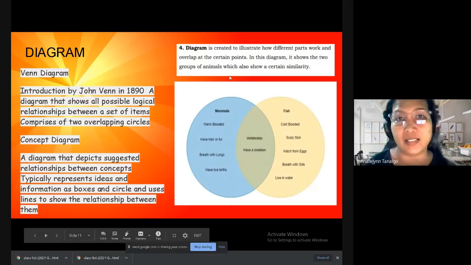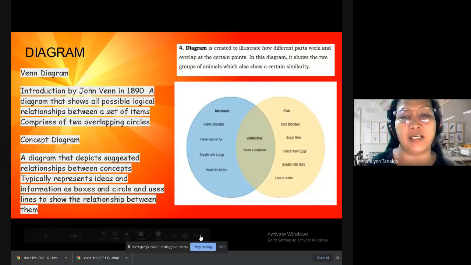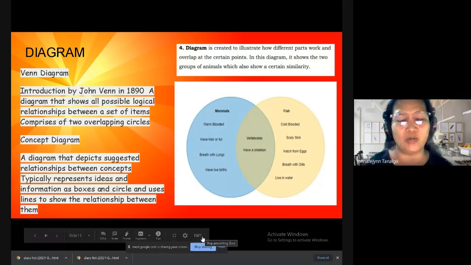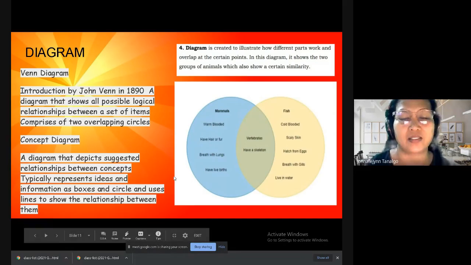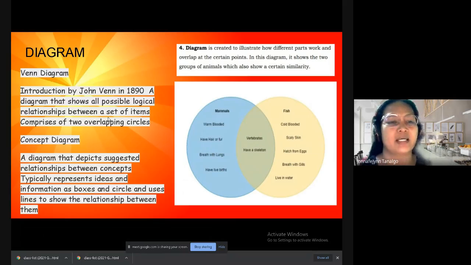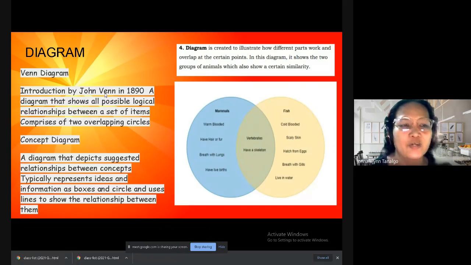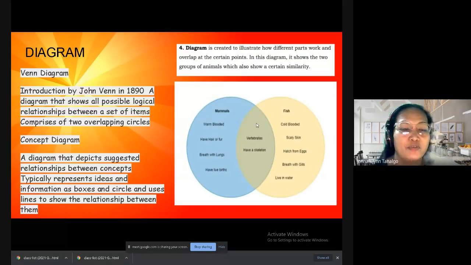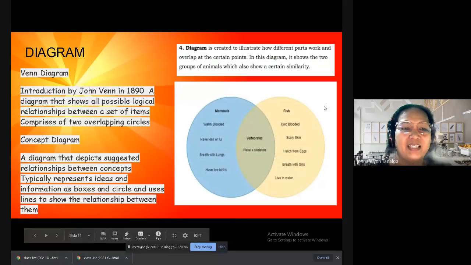The next one is the diagram. As you can see here, a diagram is created to illustrate how different parts work and overlap at a certain point. One example or type of diagram is the Venn diagram, introduced by John Venn, of course, in 1890. A diagram that shows all possible logical relationships between a set of items, comprised of two overlapping circles.